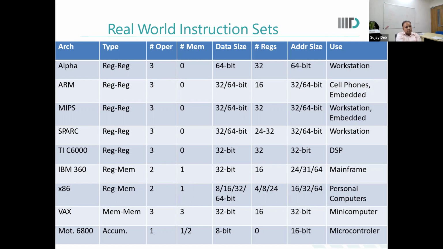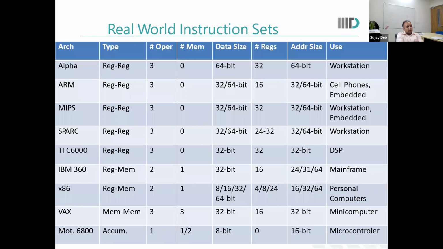MIPS is again a register machine, pretty much similar to ARM. The only difference is that the number of general purpose registers is 32 instead of 16. SPARC is another ISA, pretty much the same, with the number of general purpose registers varying from 24 to 32, and primarily used for workstations. TI C6000 is again a register machine, with 32 general purpose registers, 32-bit, and used in DSP applications.